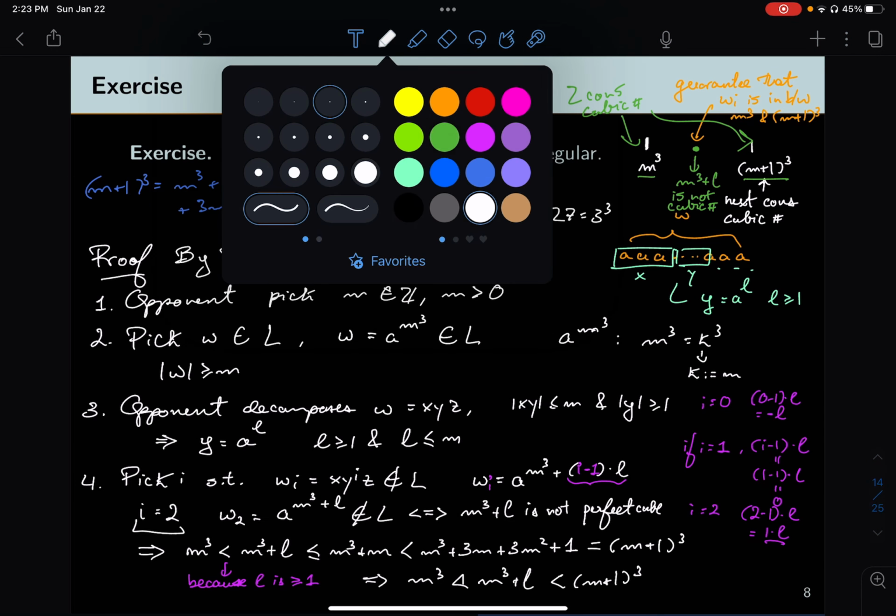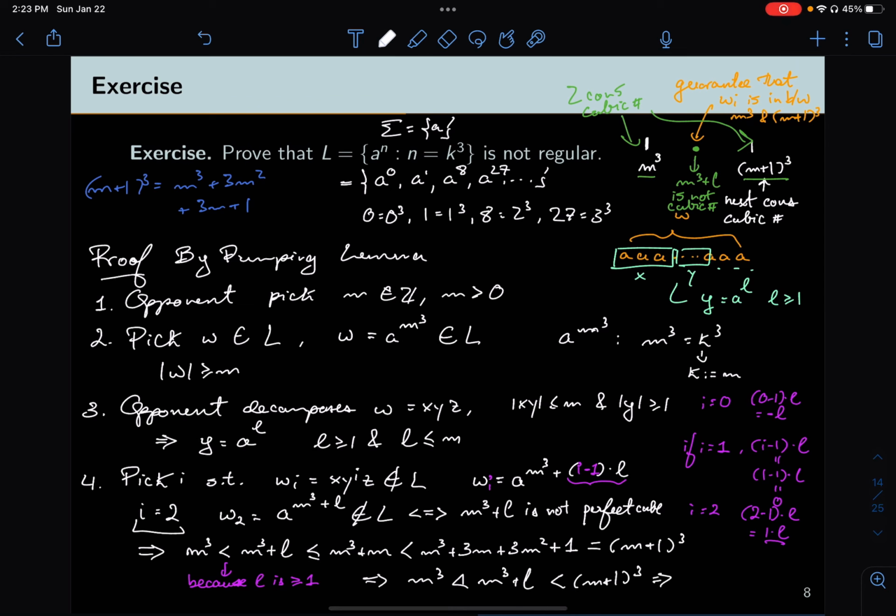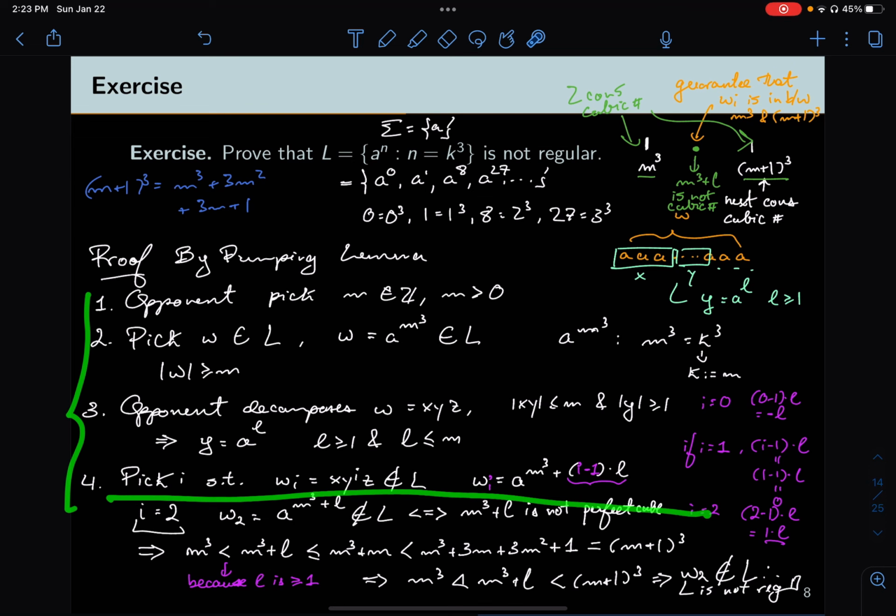And so that means that W2 is indeed not in L, therefore L is not regular by the pumping lemma. Okay, and so this proves that L, the original language we were trying to prove, is in fact not regular. Okay, and so this might seem a little complicated. It was mostly complicated because of this additional math reasoning, but you'll notice that the first four steps before that are actually quite simple, right?